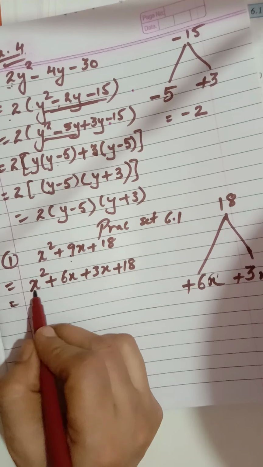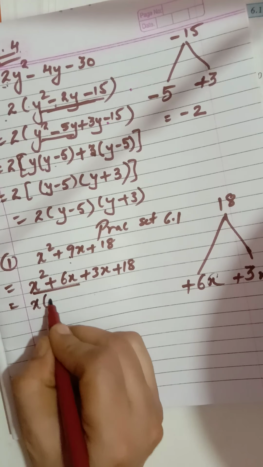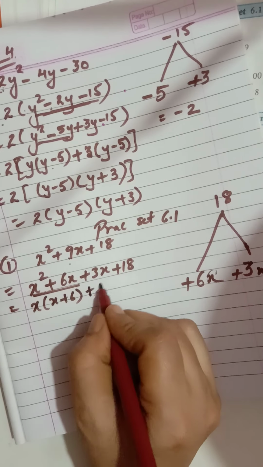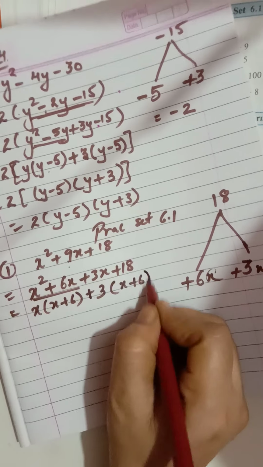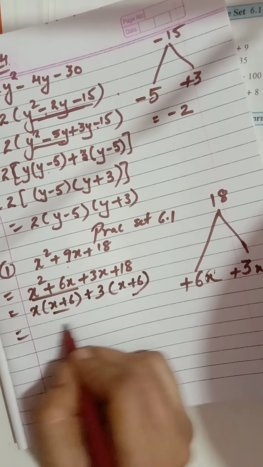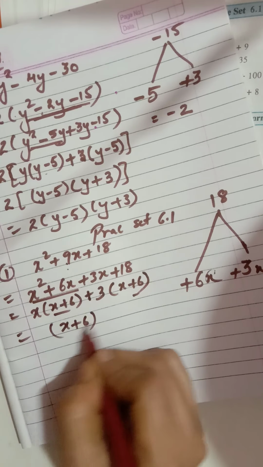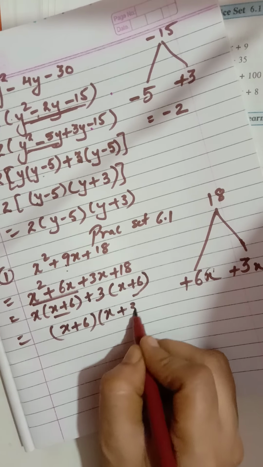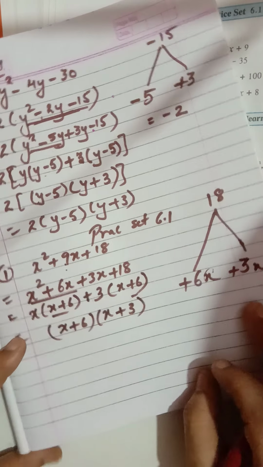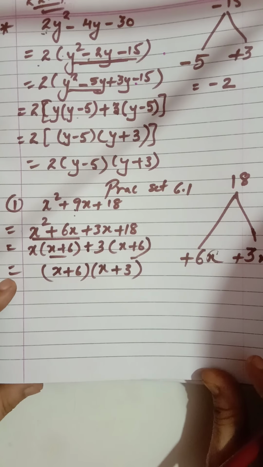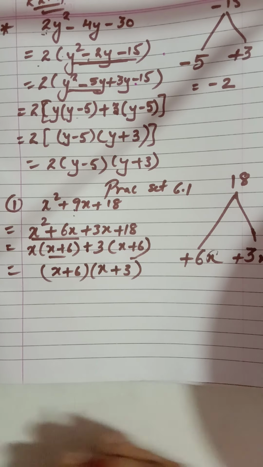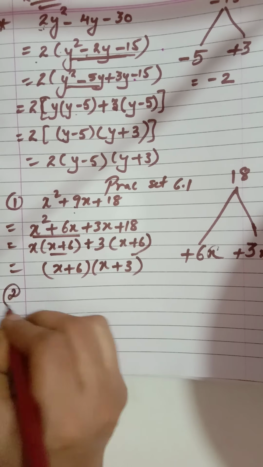Now this is equal to, from these two, x common, x plus 6. Then here, what sign is it? A plus. 3 common, x plus 6. So this is equal to x plus 6 common, and in the other bracket, what is remaining from the first term? x is remaining, and from here plus 3. So x plus 6 and x plus 3 are the factors of this particular question, that is x square plus 9x plus 18. Now let us see the second sum.